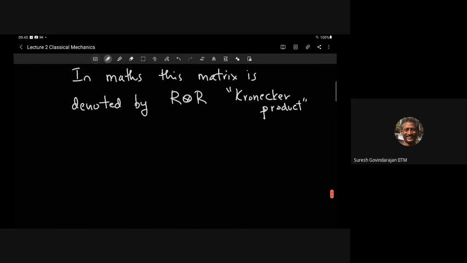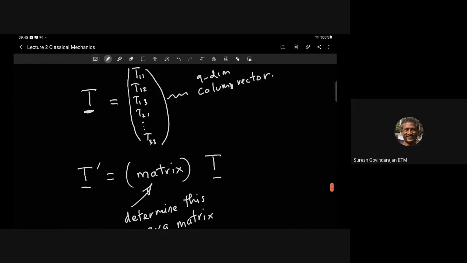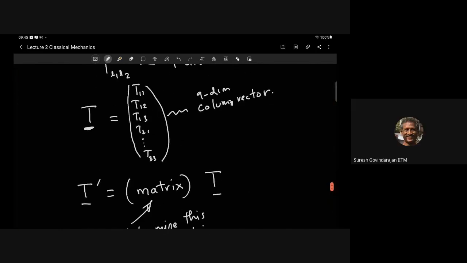And won't T be a square matrix? Which one? T will not be a square matrix. T bar is this column vector. I'm rewriting it. I don't want to write it as a matrix. So this is just a 9-component vector.